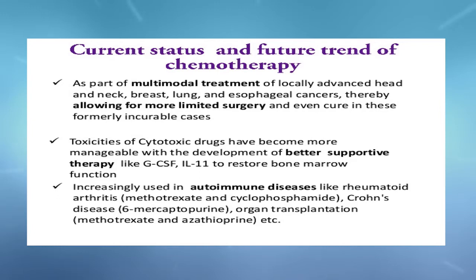Nowadays there is also a trend to use chemotherapy in non-malignancies, like severe rheumatoid arthritis or severe SLE. Sometimes it's used in multiple sclerosis and Crohn's disease. Also, it is commonly used in organ transplantation, like methotrexate and azathioprine. So it is not only for cancer, but can be used in different benign diseases.